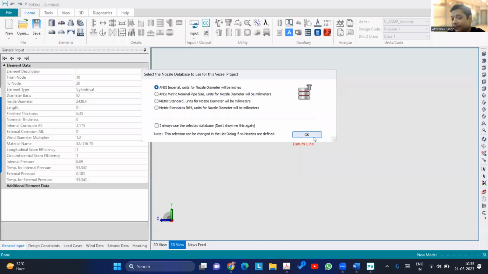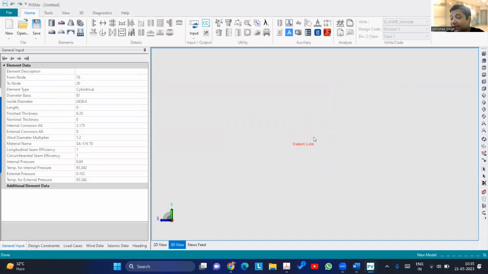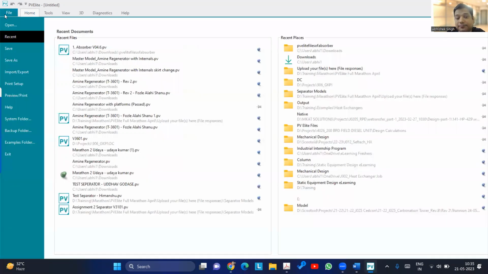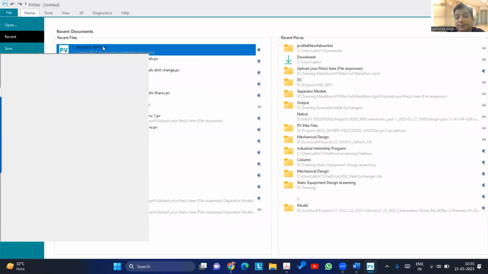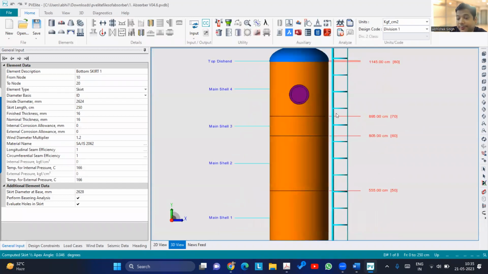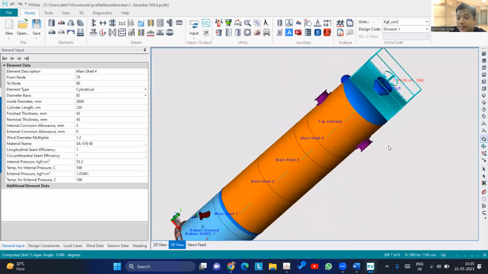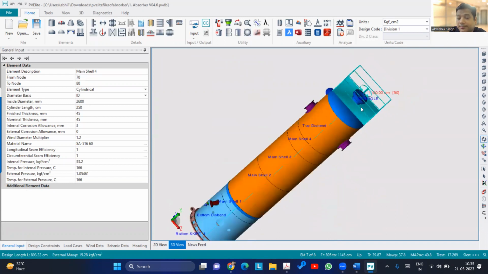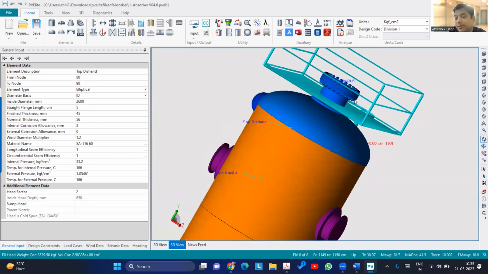Typically, your vessel will have nozzle loading. When you are designing for sustained loads, you have to be pretty clear about what the software is doing and what the software is not doing, so you have to be very careful with that. Now let us take any one model. This is the absorber model. Now let us see, there is a nozzle here on the top.